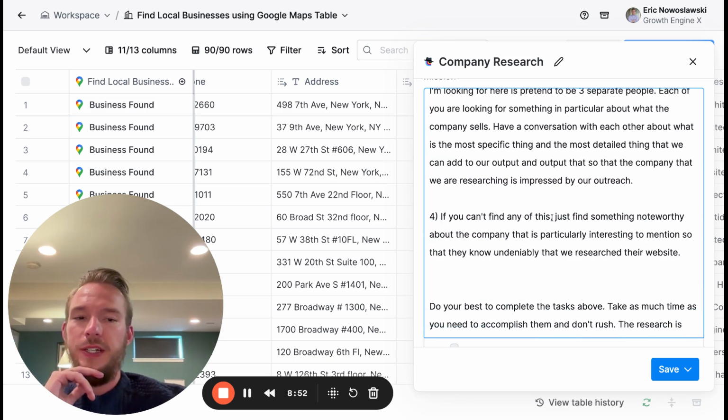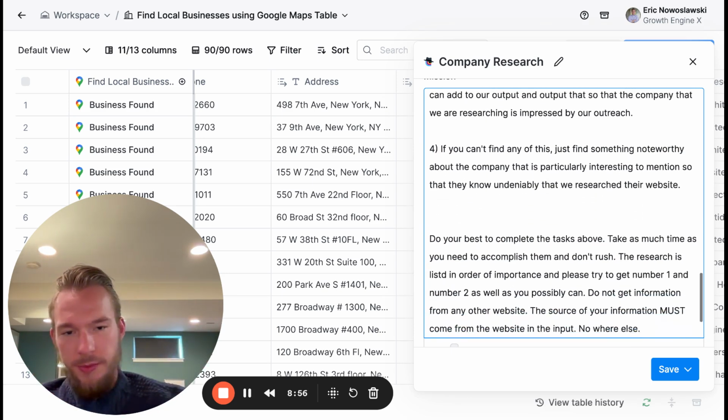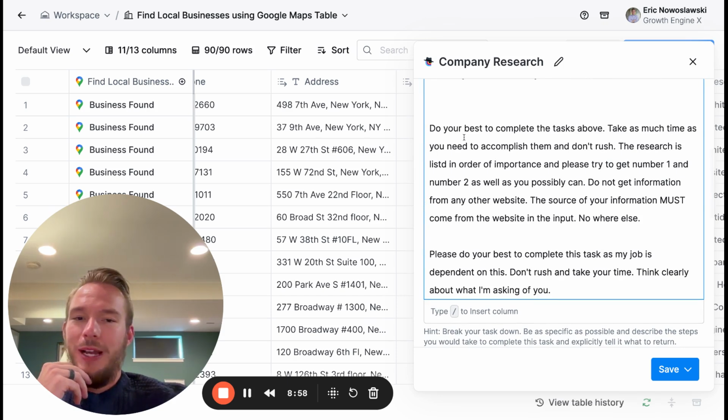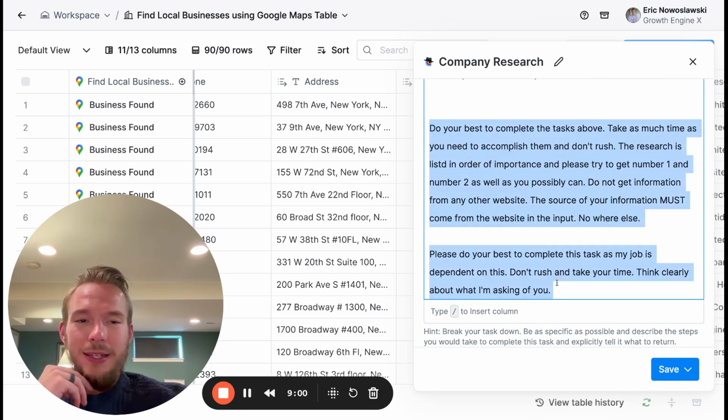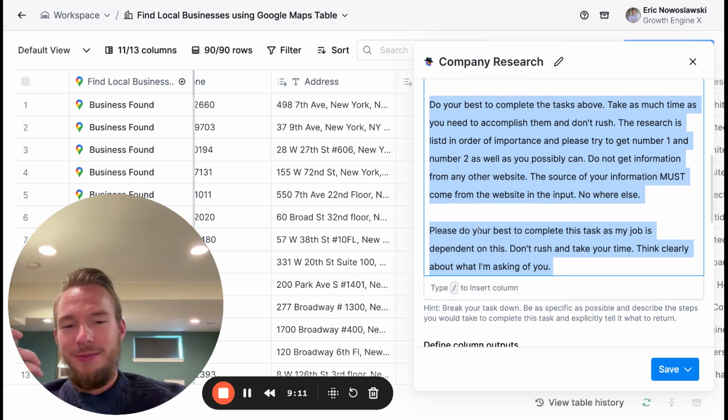Generally, I'm just saying, if you can't find any of this, just find something noteworthy about the company. I just wanted it to come back with some research about the company. Then this is where I get into just begging the AI. I'm saying, do your best to complete the tasks above, take as much time as you need to accomplish them, and don't rush. Everyone online makes a comment about how I always say, please do your best to complete this task because my job is dependent on this. I see this improve results, so I add it in all the time.